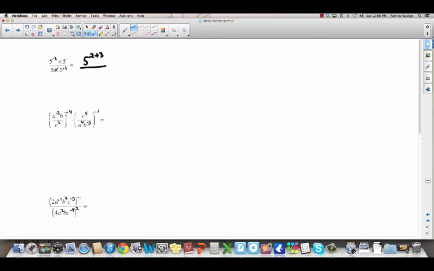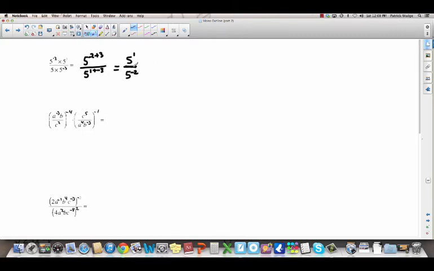In the denominator, we also have the same base. So we can again add because we're multiplying. What's the exponent here? 1. So you're adding 1 plus negative 3. So you end up with 5 to the negative 2 plus 3 is 1, divided by, on the bottom we have 5 to the 1 plus negative 3. 1 plus negative 3 is negative 2.